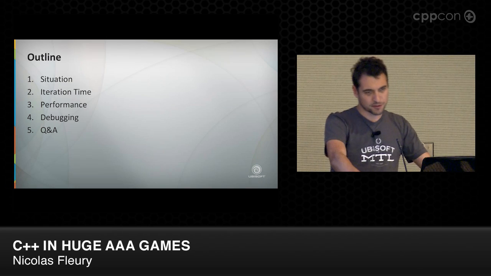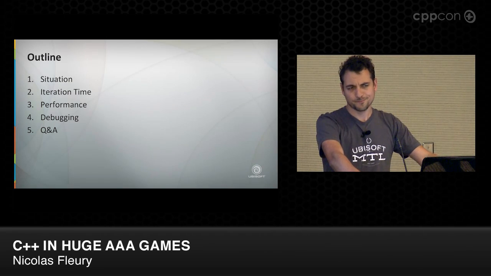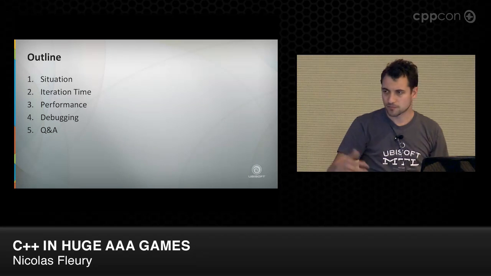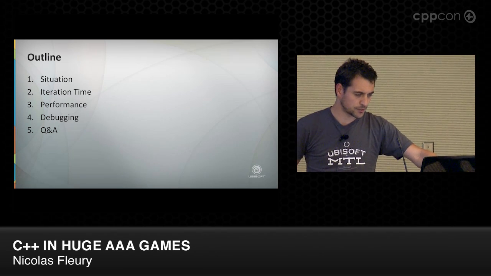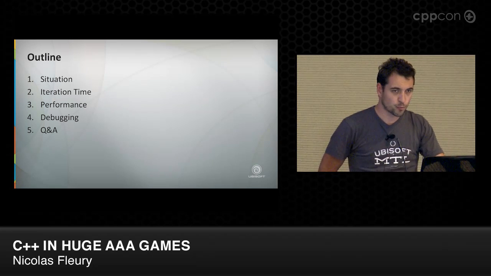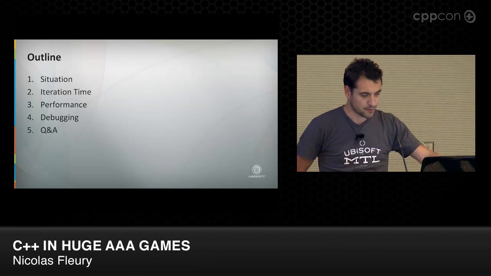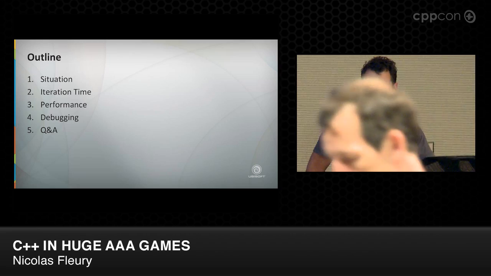So first I will discuss the situation at Ubisoft Montreal. Then I will talk about what we do to improve compilation time and iteration time in C++. Then I will discuss a few performance issues. And finally, we will conclude with some debugging tricks and tips. And please keep your questions for the end of the talk.